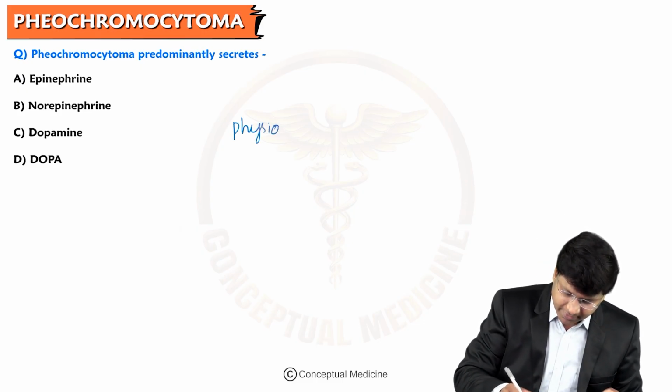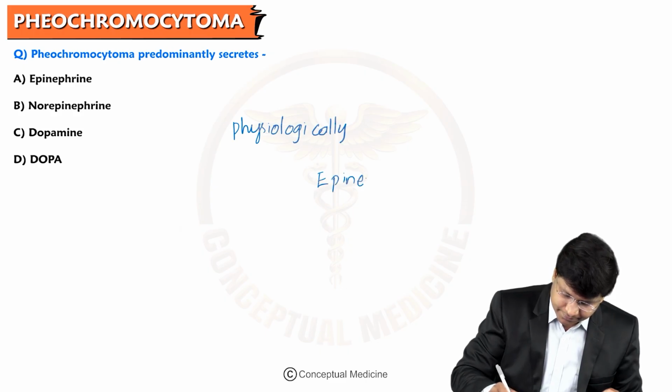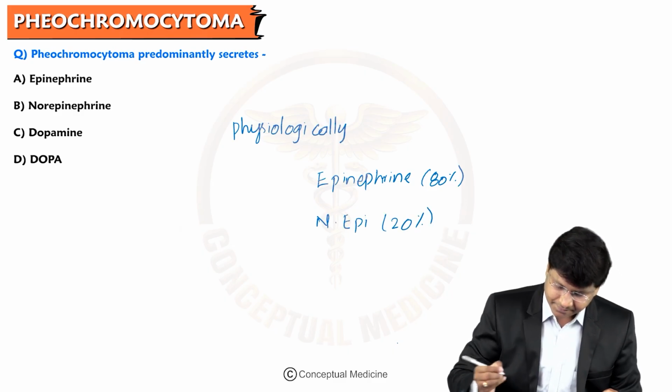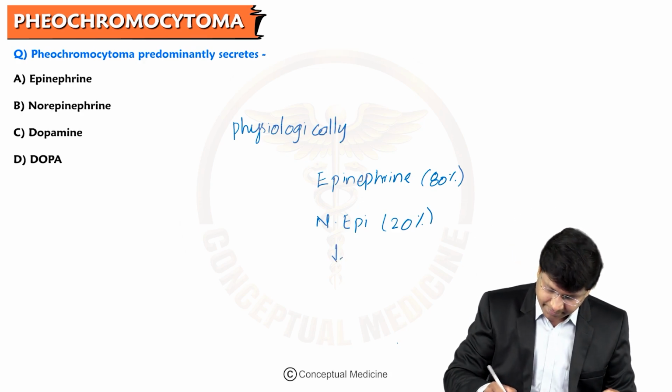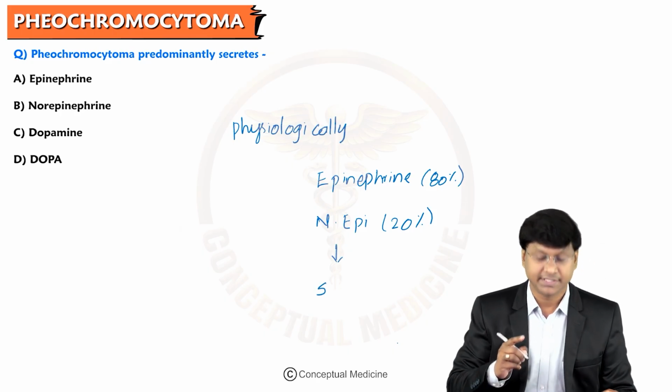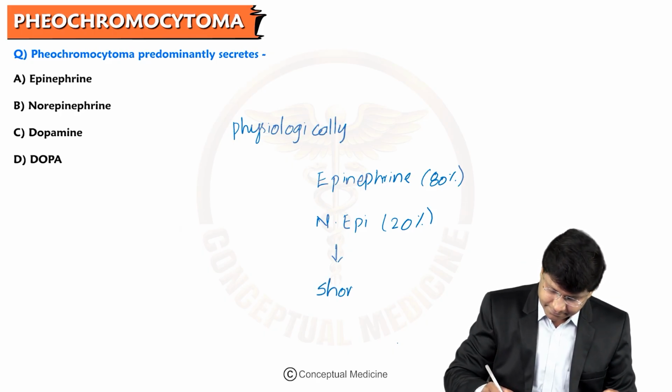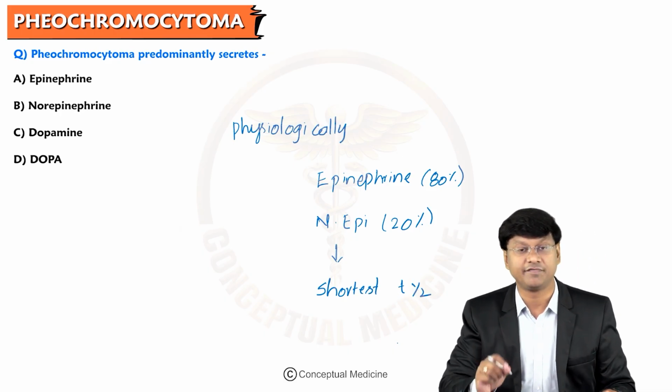in a normal individual, epinephrine is produced in quantities of 80% and norepinephrine is produced in quantities of 20%. So this is in a normal individual, and out of these, norepinephrine has the shortest half-life.